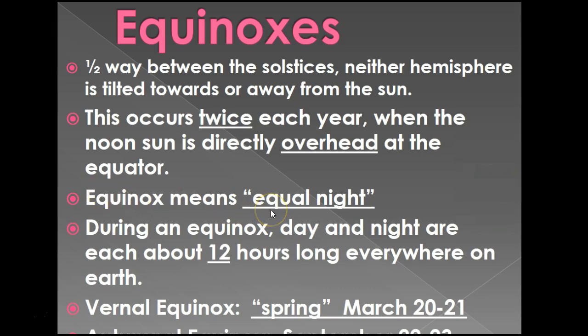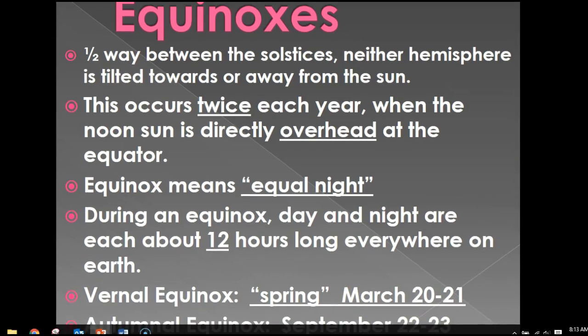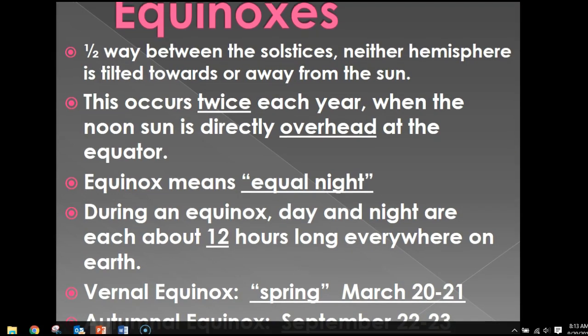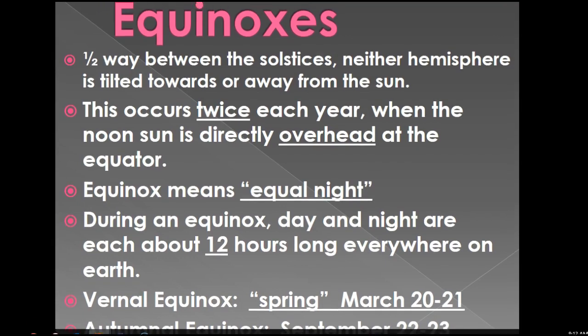So during the equinoxes, everywhere on Earth gets the exact same amount of daylight and darkness. During an equinox, day and night are each about 12 hours long everywhere on Earth. A vernal equinox is spring, March 20th to 21st. The autumnal equinox, can't really see it here, sorry, is September 22nd or 23rd.